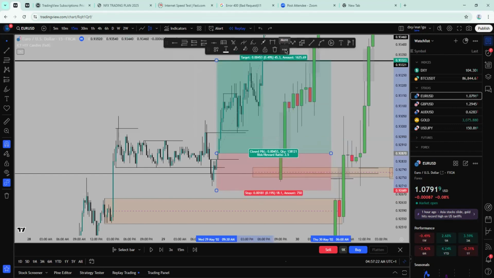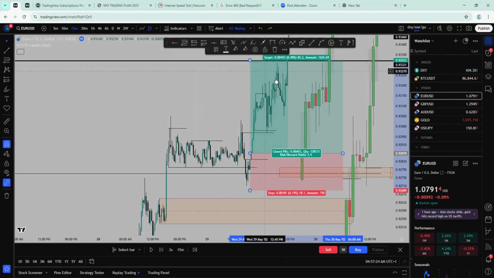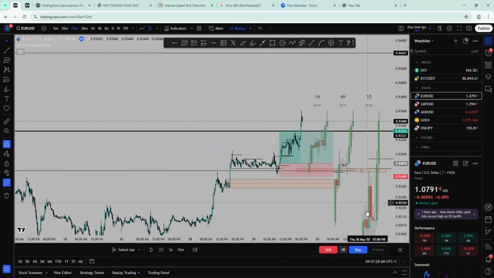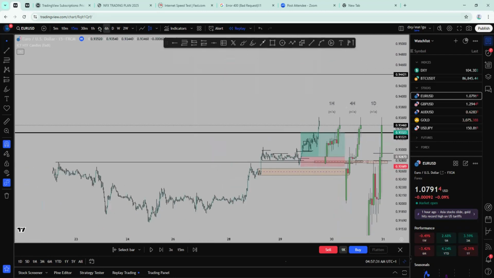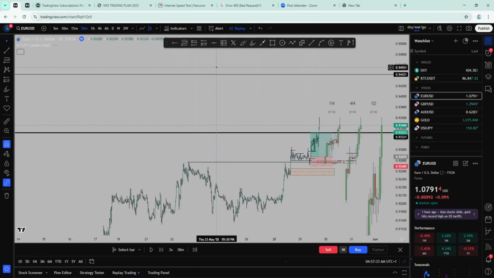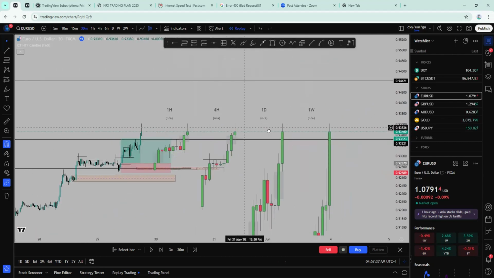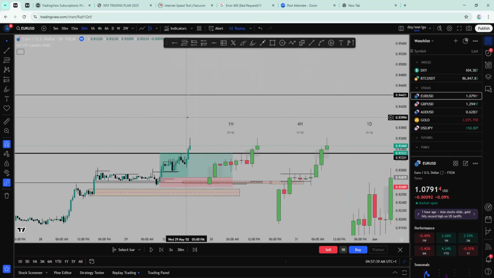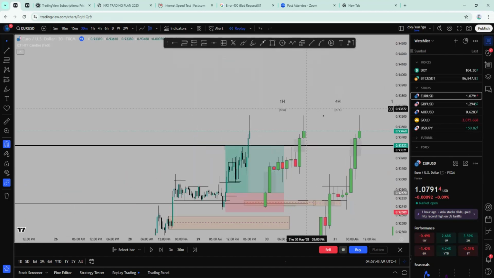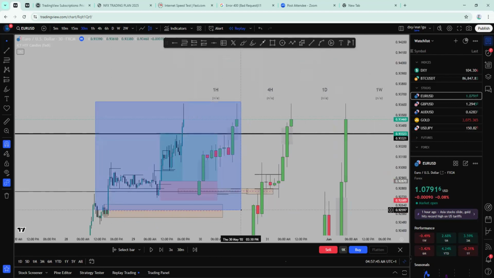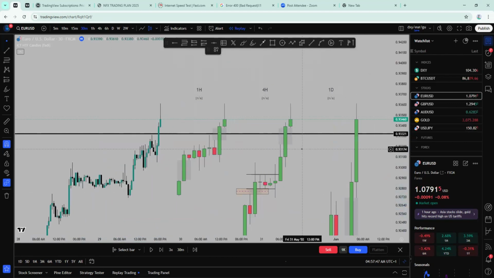All right, so we have taken the first major draw on liquidity. We still have a couple more to go, which is this one. So we're targeting it while looking at time frames to also see what is happening. So now, what do we have here now?